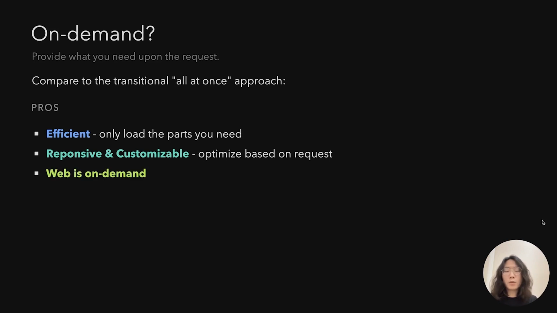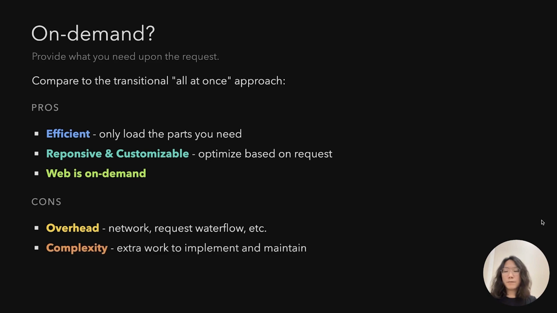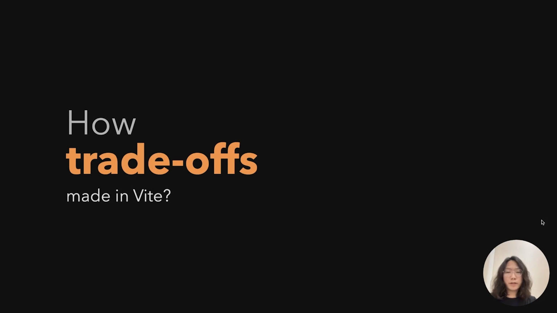And then we could find that the web itself is actually also on demand. That makes total sense for a build tool to also do so. But things are not perfect. Indeed, it comes with some cons. The first is overhead, like network requests, waterfalls, etc. For example, with a very poor network connection, it will be a terrible experience to watch YouTube videos online, right? And the second one is complexity. It requires actual work to implement and maintain the functionality of on-demand. Since there is no silver bullet, let's see how Vite made those trade-offs.